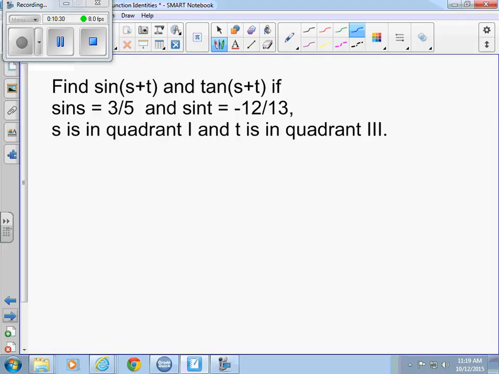Find the sine of s plus t and the tangent of s plus t, and sine of s is this. Did we actually do this one? We did something like this. Okay, so we would like to see another one probably.